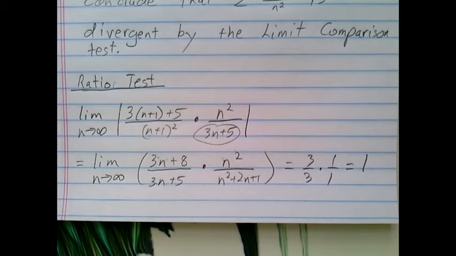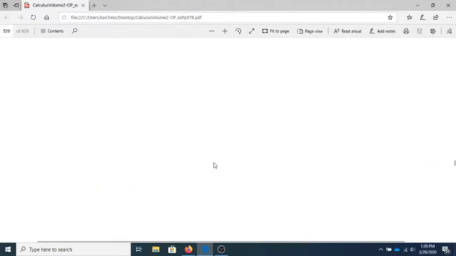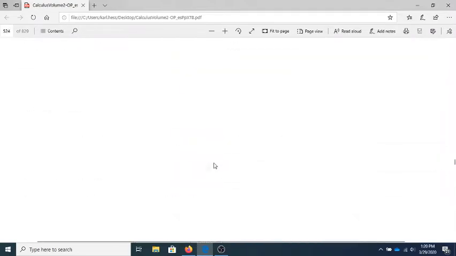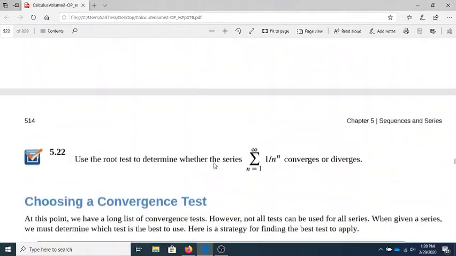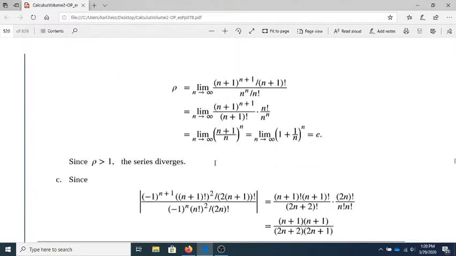Now remember the ratio test, let's look at it again. Scroll back up here to page 509, I think it was on. Oops, that's the root test. We'll talk about that later.